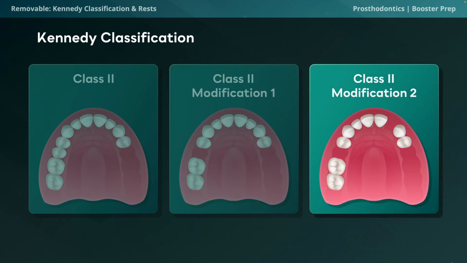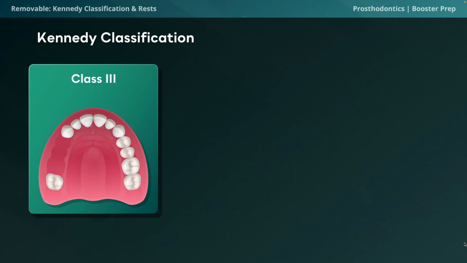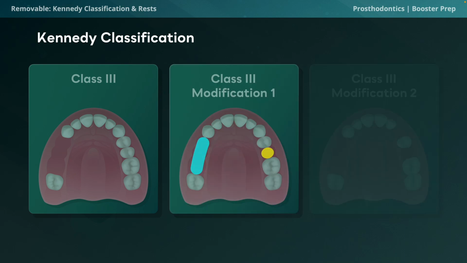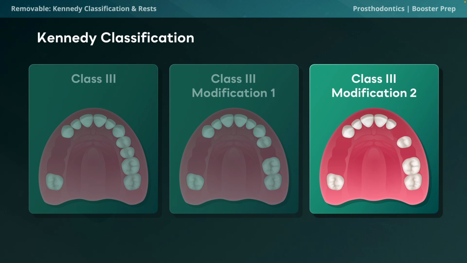And finally, Class 2 Mod 2 has a unilateral edentulous area and 2 additional edentulous spaces. Easy peasy. Moving on to an example of a Class 3 situation, we have a unilateral edentulous area with remaining teeth anteriorly and posteriorly. Class 3 Mod 1 has the same unilateral edentulous area with one additional edentulous space. And finally, Class 3 Mod 2 has the one edentulous area and 2 additional edentulous spaces.